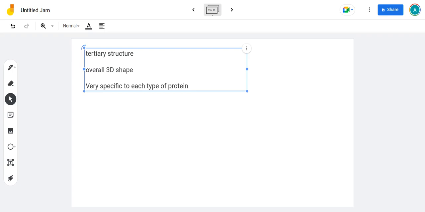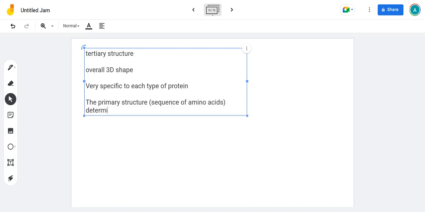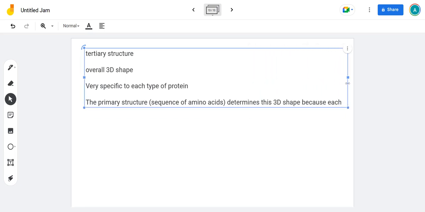The way that we get this specific folding to be different in each type of protein is because each protein has a different amino acid sequence in the primary structure. So this is a really, really common question. The primary structure, which is the sequence of amino acids, determines this 3D shape because each amino acid has a different R group. Remember we said that there's 20 different amino acids and each of those has a different R group.